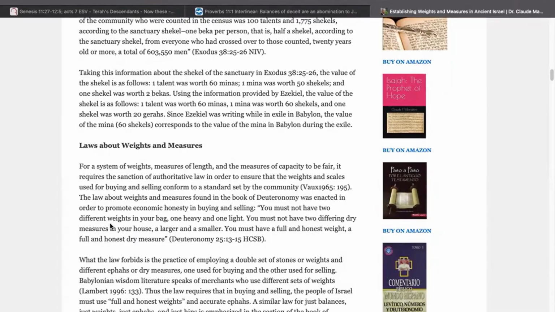You must not have two different weights in your bag, one heavy and one light. You must not have two different dry measures in your house, a larger and a smaller. You must have a full and honest weight, a full and honest dry measure, right? So a full and honest stone. So if you're using stones to weigh things, to say, hey, here's equivalent weight, this is equivalent pricing, whatever, right? You can't have a fake one.